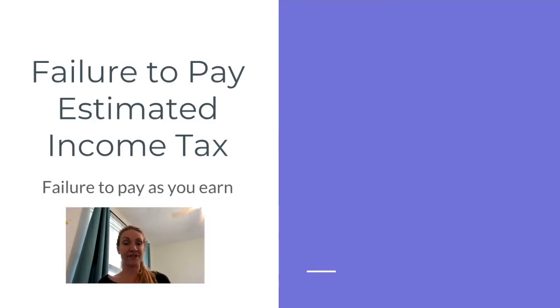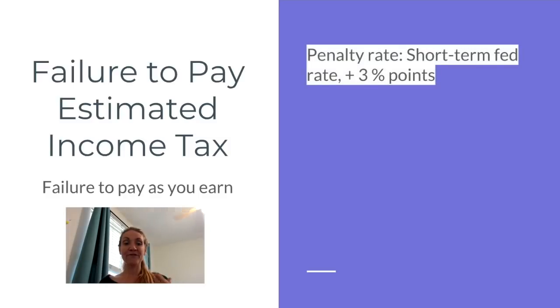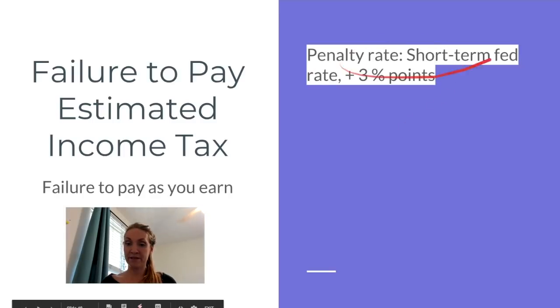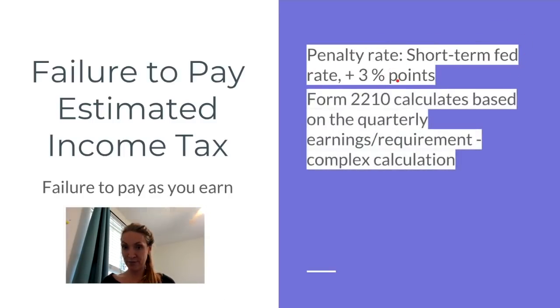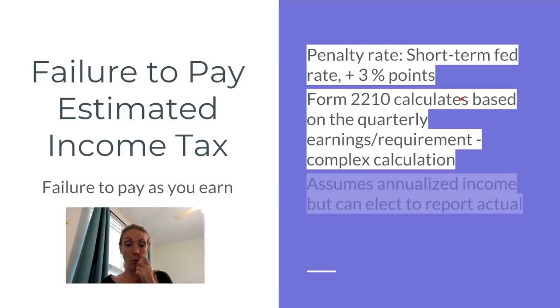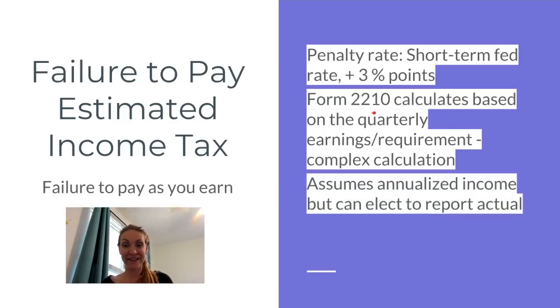So we have some fees and penalties that we need to talk about. If you fail to pay estimated income taxes, the penalty rate is what is always the penalty rate, pretty much short-term Fed rate plus 3 percentage points. And this failure to pay estimated income taxes is calculated on Form 2210. It's quite complex. I've checked that form many times. It's always right, and it's very complicated.